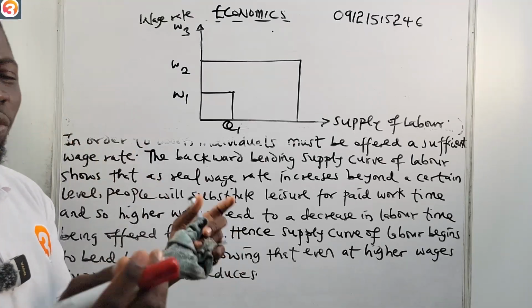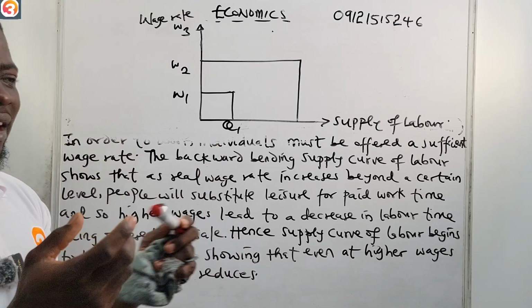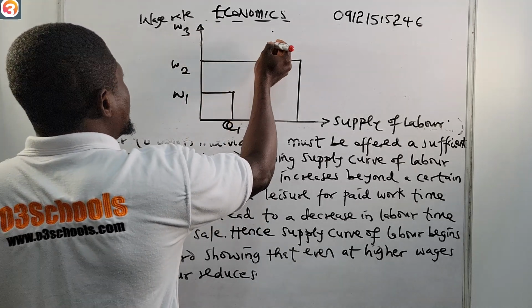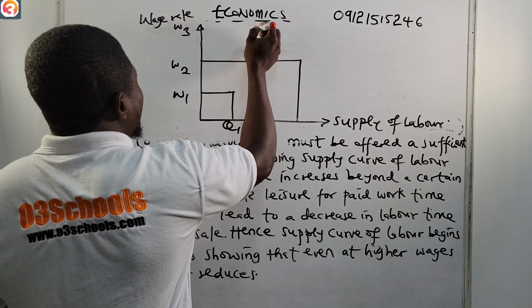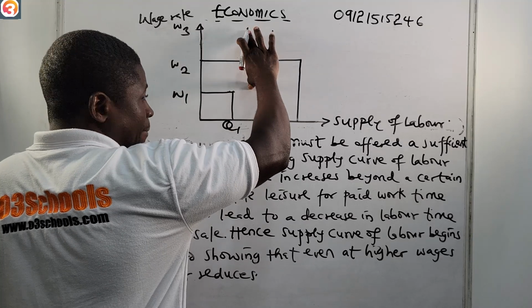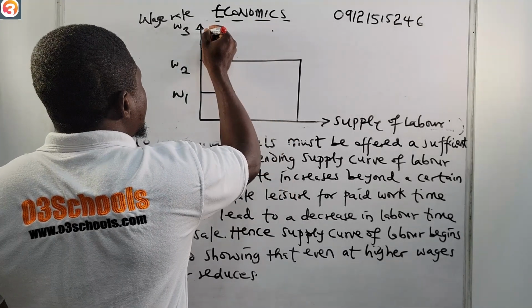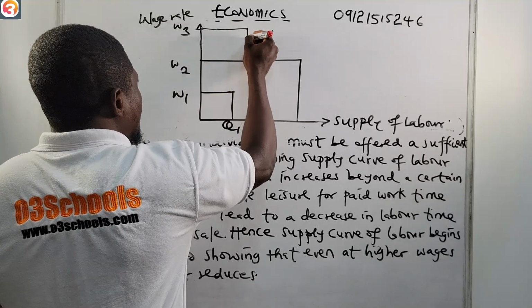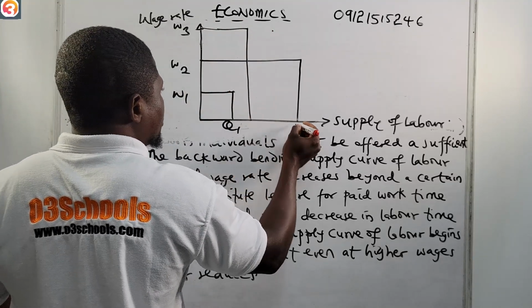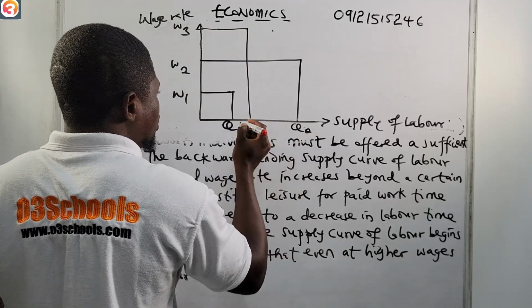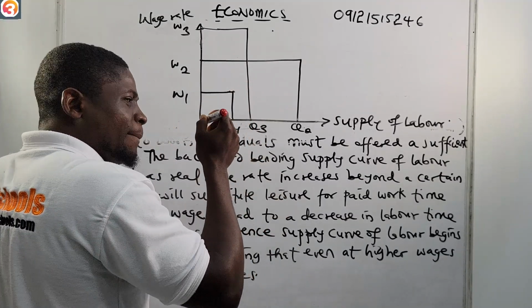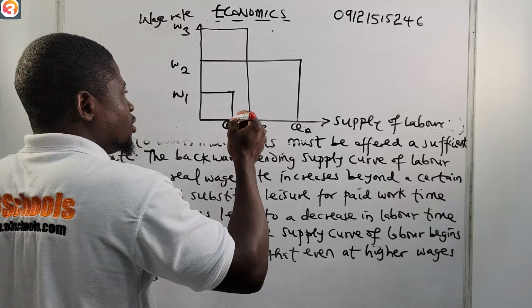Get to a point that they will reduce their work time. All right, so the wage rate increases to W3, but of course you now see that the time they spend working reduces. Let's say it is just here. So this is Q1, this is Q2, this is Q3, thereby leading to a backward bend in the supply curve.